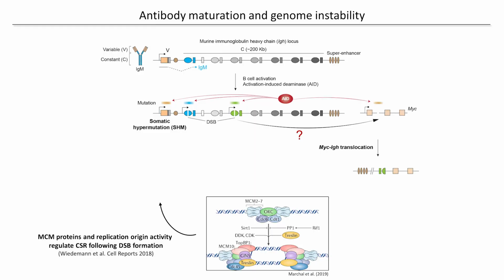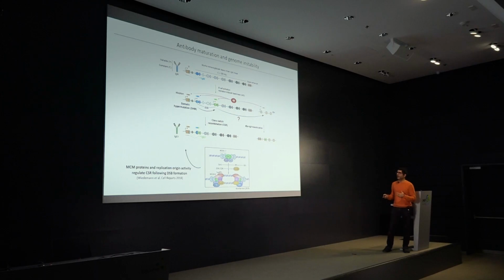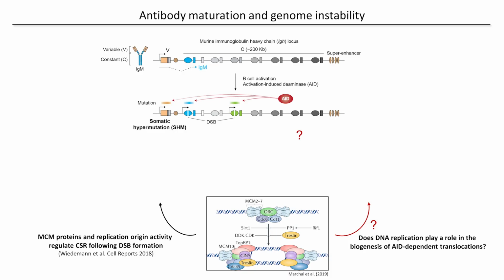So the MCM complex is a hexamer. It binds to DNA and marks origins of replication. It gets activated by phosphorylation in S phase, which leads to the activation of its helicase function. That results in the unwinding of DNA strands. And along with many other proteins and DNA polymerases, leads to the initiation of DNA replication. So given the similarities between class switching and the translocation biogenesis pathways, we therefore asked, do the MCM proteins play a role in the genesis of these translocations?